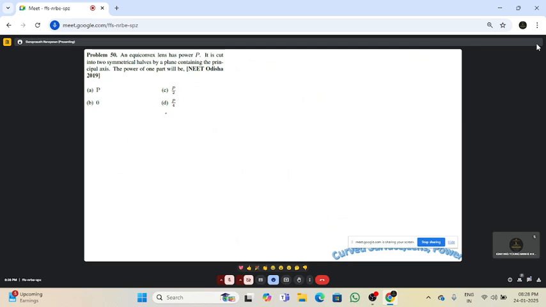An equiconvex lens has power P. It is cut into 2 symmetrical halves by a plane containing the principal axis. A plane containing the principal axis. Now this is the principal axis. So here we cut. If I cut it over here, then it means only this part.